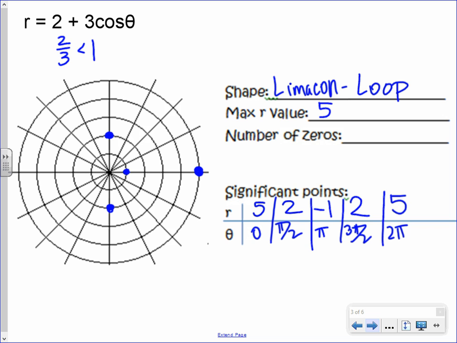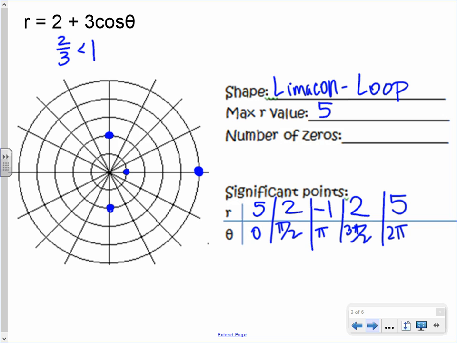Now, let's think about our shape. We know that since this is cosine, we're going to have horizontal symmetry. Since there was addition in between a and b, a majority of our graph is going to be to the right of the pole.